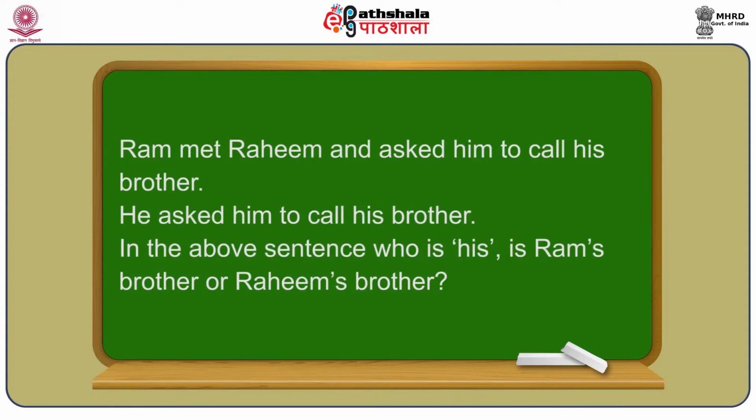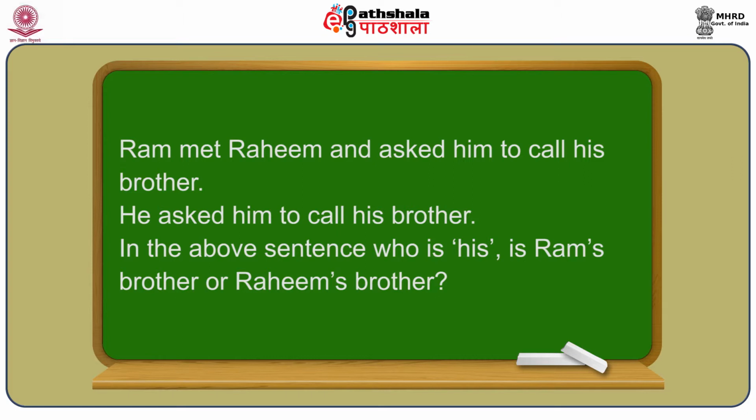So we are trying to identify those pronominal forms and antecedents, which are linked to each other. We are also trying to identify what kind of co-reference they have. If I give an example here, you can find out: suppose Ram met Rahim and asked him to call his brother. If you look at this sentence, the question is, who is his? Is it Ram's brother or Rahim's brother?